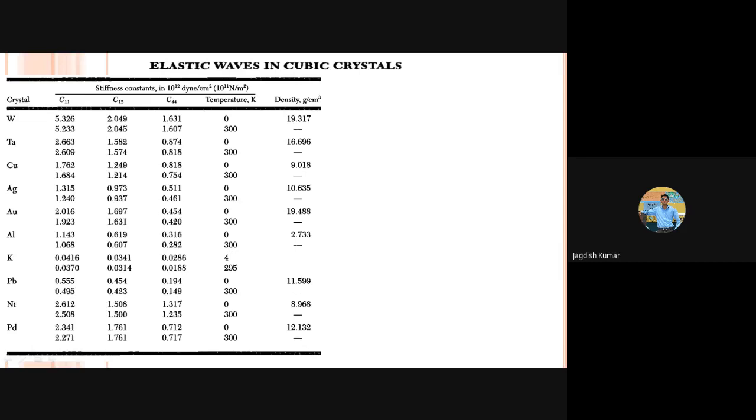So that is how we can explain this, and then there are certain other things you could ask yourself: why is this very high for tungsten? Why is it very low for potassium? So what can we deduce from the relative magnitude of the Cijs? What do they convey to us?